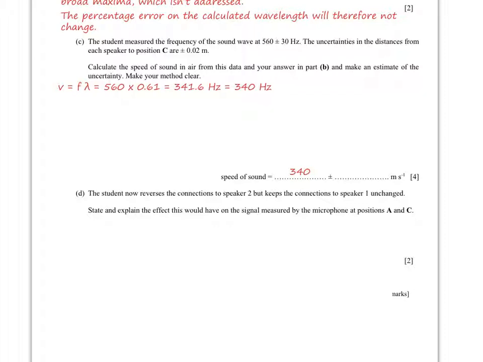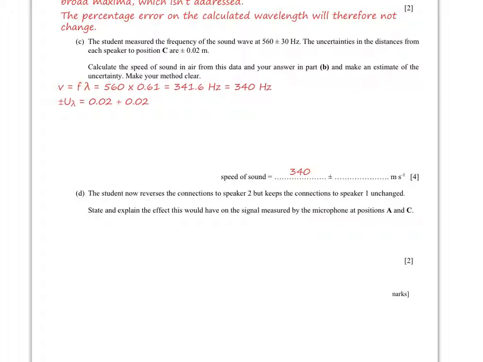So there's two ways of doing this. You could find the maximum possible value, if you like. Use 590 and then whatever the maximum wavelength is, multiply them together, and then work out what the difference is between your top value and 340. I'm going to do this with percentage uncertainties. So I know that because v is equal to f lambda, the percentage uncertainty in the wave speed is equal to the percentage uncertainty in the frequency plus the percentage uncertainty in the wavelength.